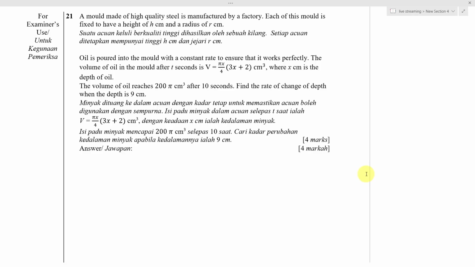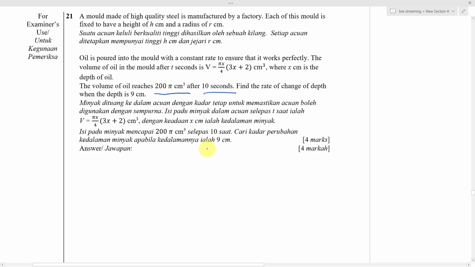Alright, so a mouse made of high quality steel is manufactured by the factories. Each of the mold is fixed to have a height and a radius, H and R over here. Oil is poured into the mold at a constant rate. The volume of the oil in the mold after T seconds is V, and X is the depth of the oil. The volume of the oil reached 2000 pi in 10 seconds.